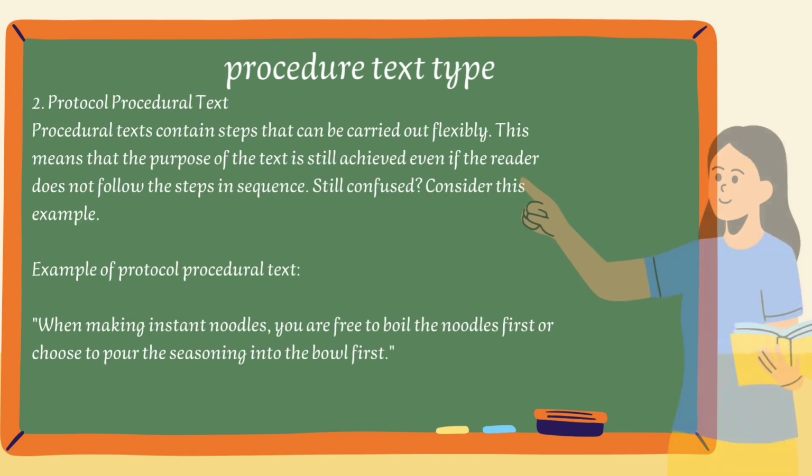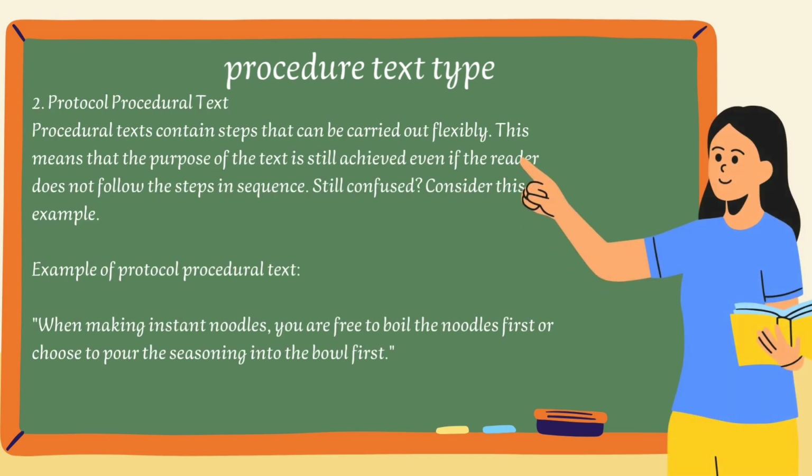2. Protocol procedural text. Protocol procedural text contains steps that can be carried out flexibly. This means that the purpose of the text is still achieved even if the reader does not follow the steps in sequence. Example of protocol procedural text. When making instant noodles, you are free to boil the noodles first, or of course, to pour the seasoning into the bowl first. 3. Complex procedural text.